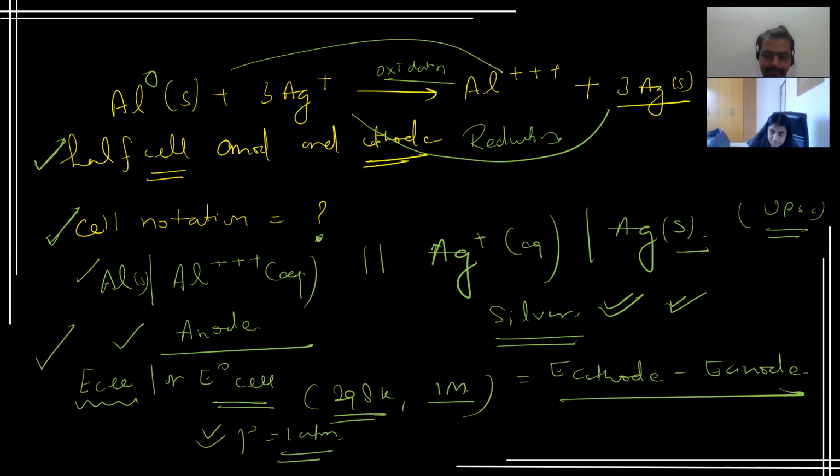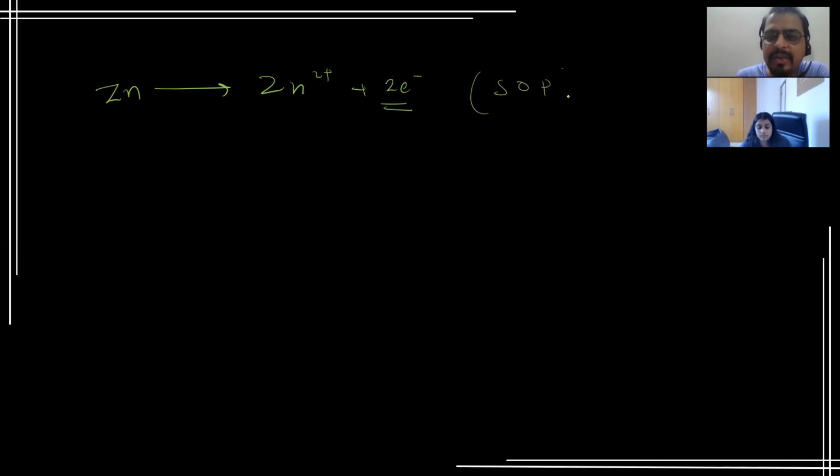Okay. So this is the E naught cell formula, and suppose I have an equation like this: zinc gives zinc 2 plus plus 2 electrons. So this is the oxidation process, and for this we have the standard oxidation potential.